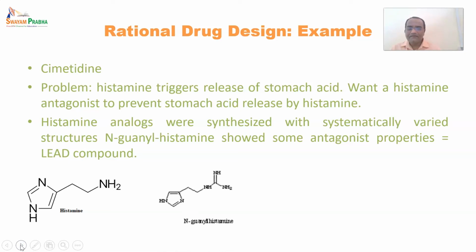and a guanyl group was inserted into histamine, and this guanyl derivative showed some antagonistic properties, due to which some modifications were made on it, and it served as a lead molecule for further antagonists. So here a potent metiamide was synthesized.